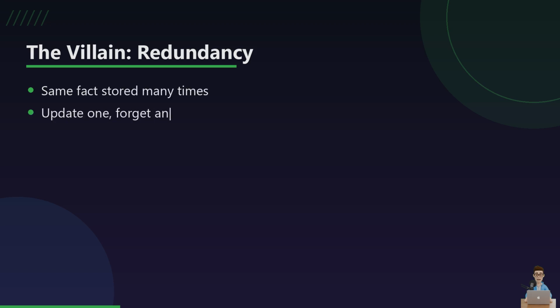Imagine writing your friend's phone number on 20 sticky notes. When the number changes, you fix a few notes and miss the rest, and now they disagree. That repeated fact is redundancy, and it is the enemy. Normalization's whole job is making sure each fact is written down in exactly one place.